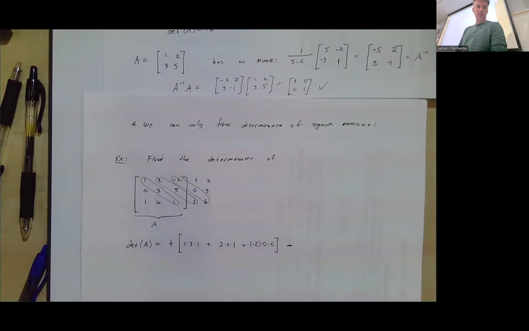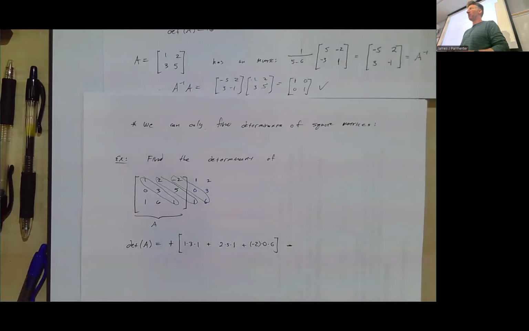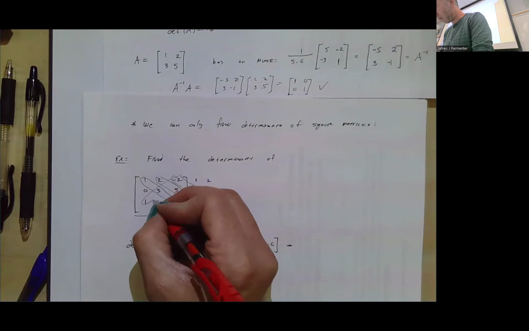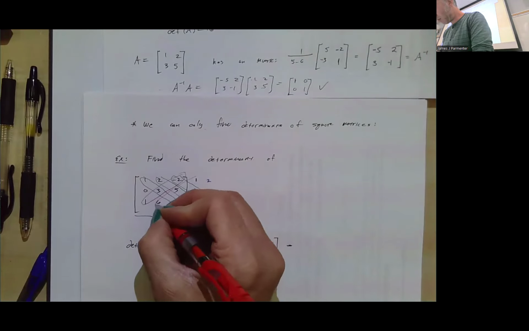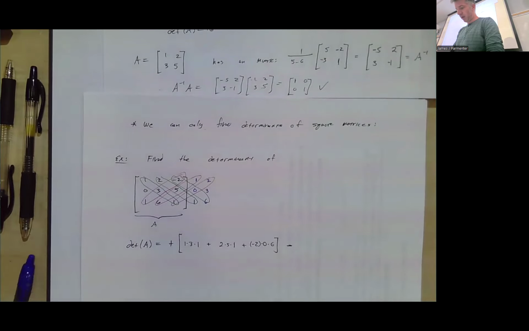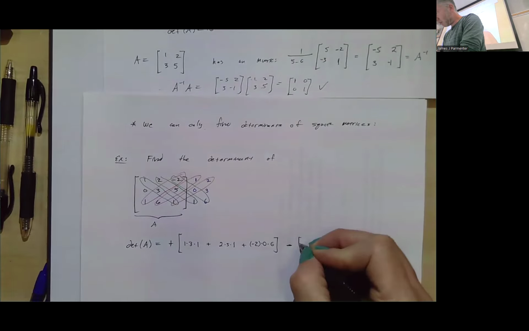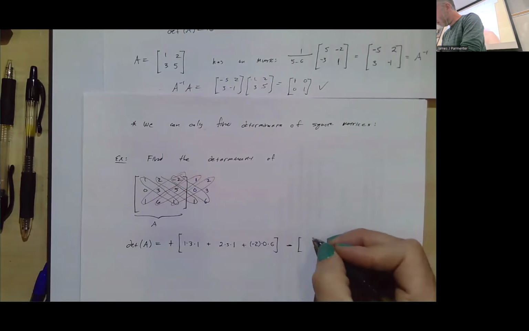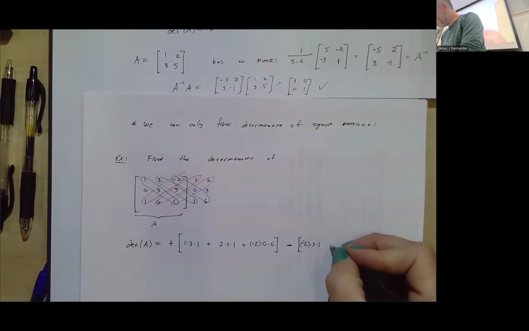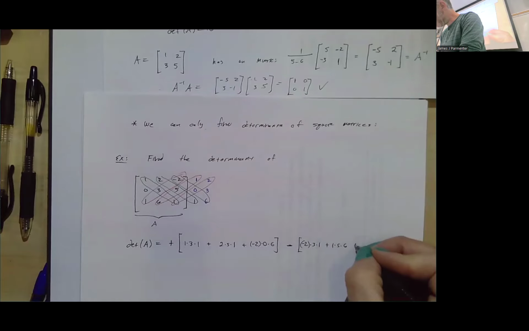minus, then you go the other direction. Instead of from upper left to lower right, upper right to lower left. That's going to be minus negative 2 times 3 times 1, plus 1 times 5 times 6, plus 2 times 0 times 1.